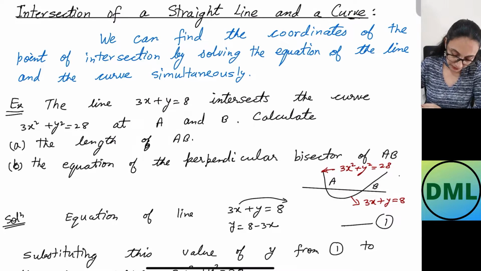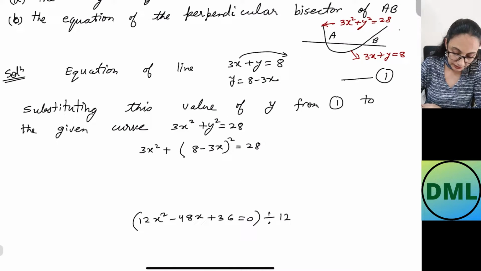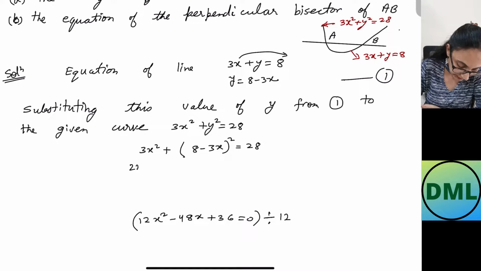Now substituting this value of y from equation number 1 into the given curve 3x² + y² = 28. As you can see, I have substituted the value for you. Let's open the bracket here. It will be 3x² plus the (a - b)² expansion. It will be 64 - 48x + 9x² = 28.